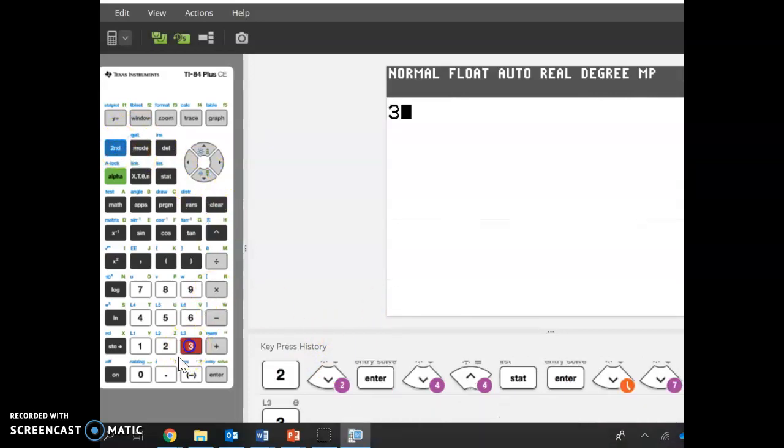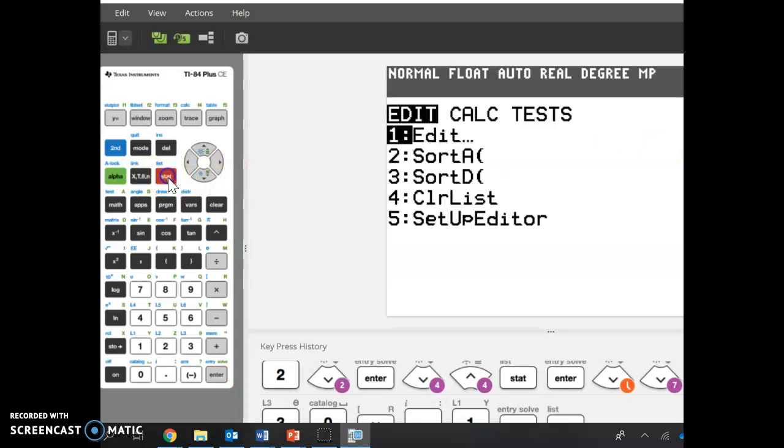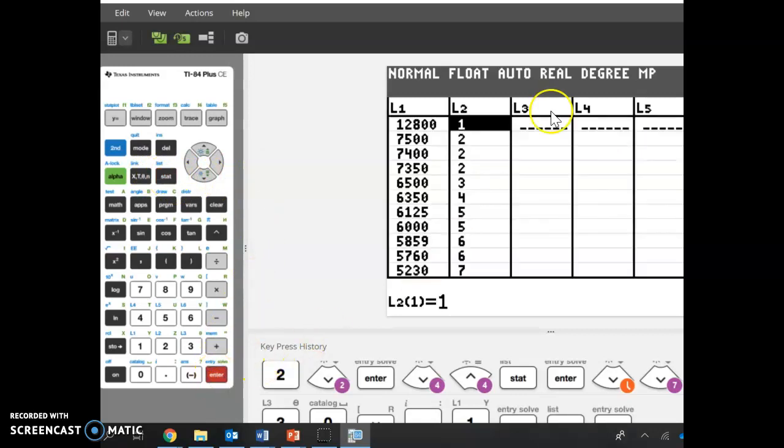So what I do, I take 30 times my percent. So 10%, you can't take it times 10. That's 300. 10% is 0.1. So I need to cut off 3 numbers. And that's 3 numbers on the top and 3 numbers on the bottom.